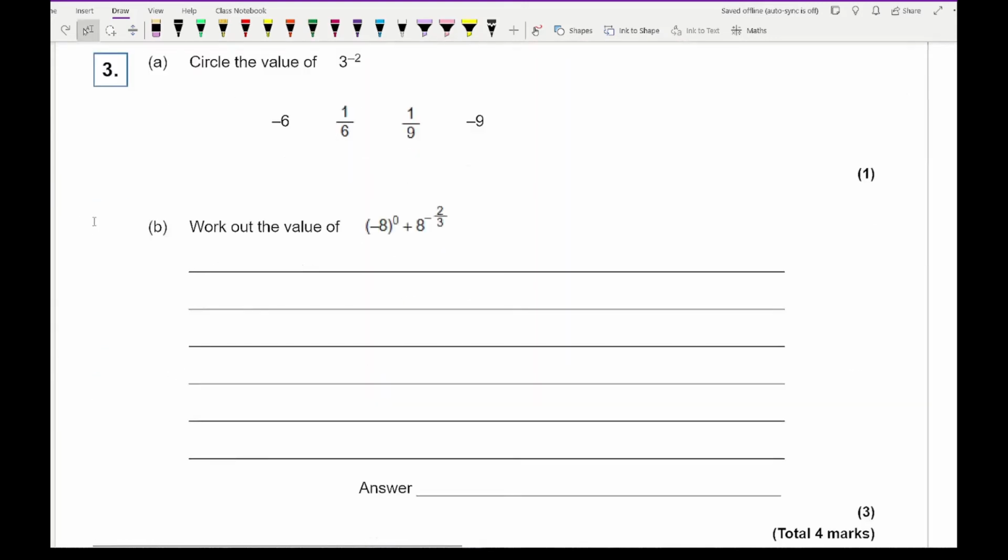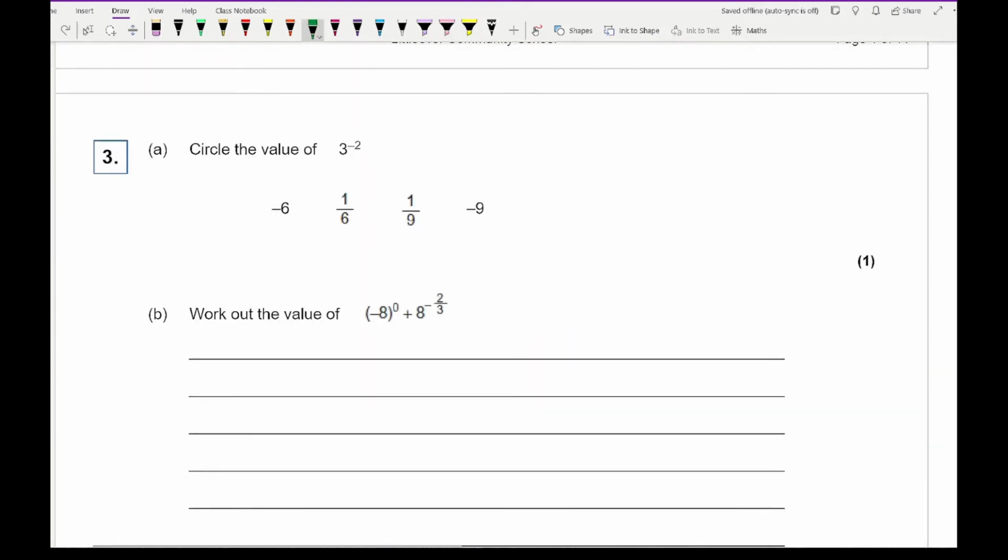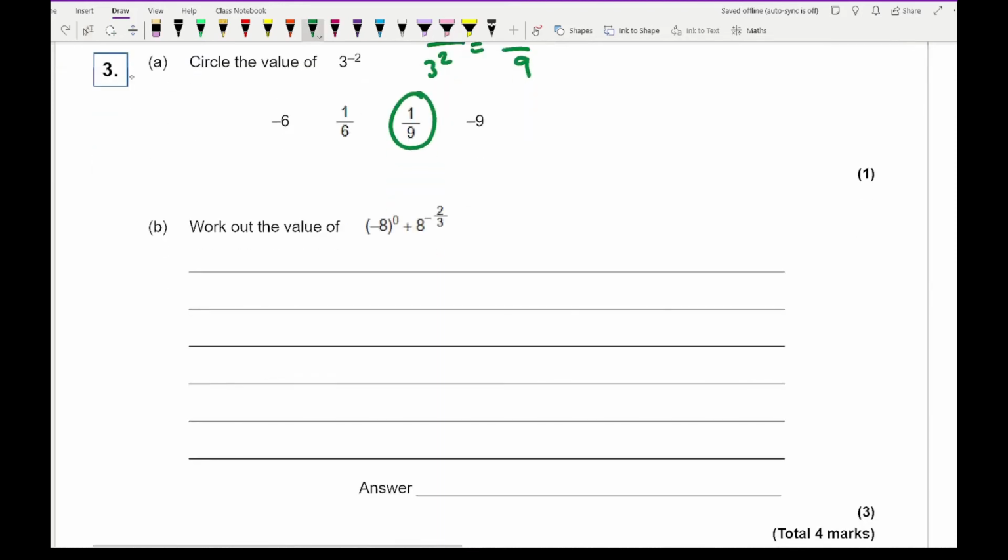Now, looking at question 3, again, it's asking me just to convert this. So again, it's going to be 1 over 3 squared, which is 1 over 9, which is that option there. Now for question B, these questions are very common, so it's just a case of working these bits out separately. So minus 8 to the power of 0, well, anything to the power of 0 is 1. And then I've got to work with this 8 to the power of minus 2/3.